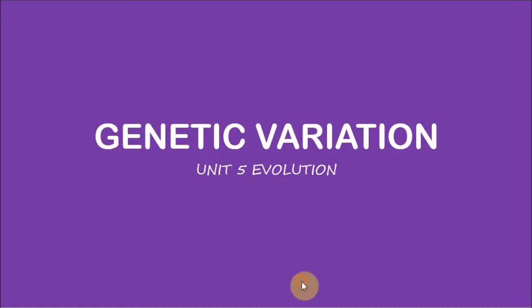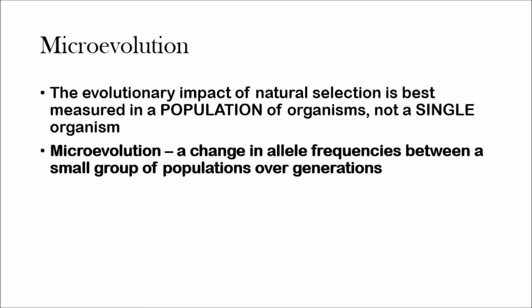Before we talk about genetic variation, let's first talk about what microevolution is. Now, just keep this in the back of your mind. This is a very important thing to understand. The evolutionary impact of natural selection is best measured in a population of organisms, not a single organism. So natural selection and evolution occurs within populations. And an organism itself does not evolve with time. It's the population which does. And if you don't know that, I would highly recommend you go and watch previous videos and make sure you understand that concept.